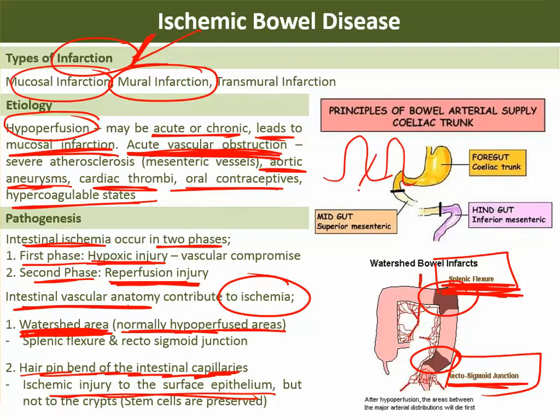Okay, these are called crypts. This area has stem cells, so the blood supply to the stem cells is good. The blood supply towards the crypt is good.